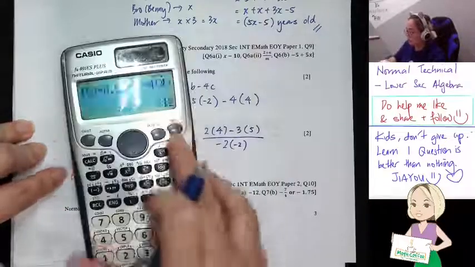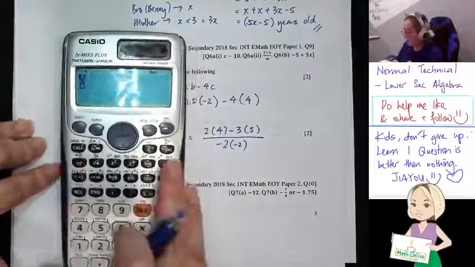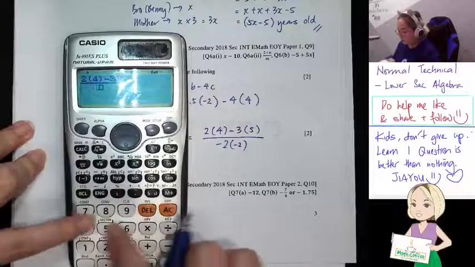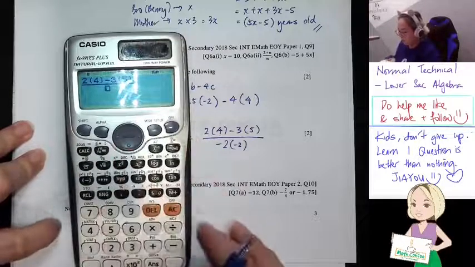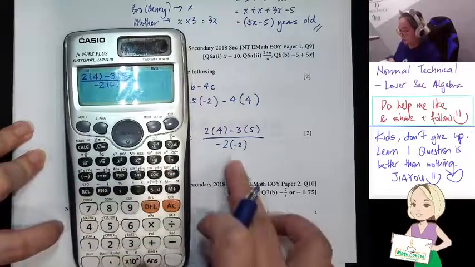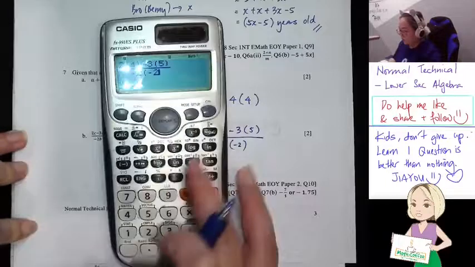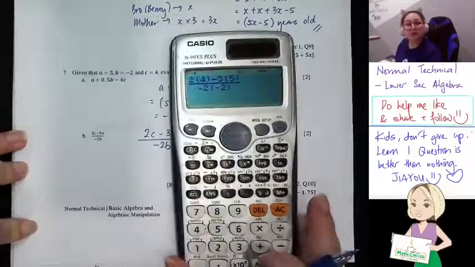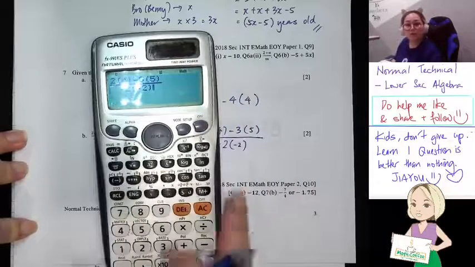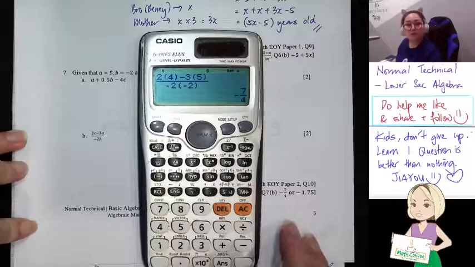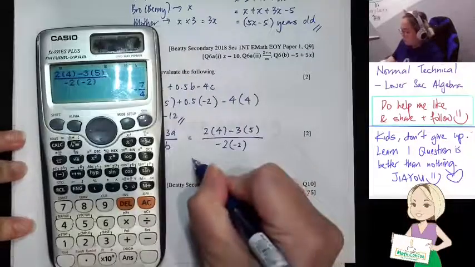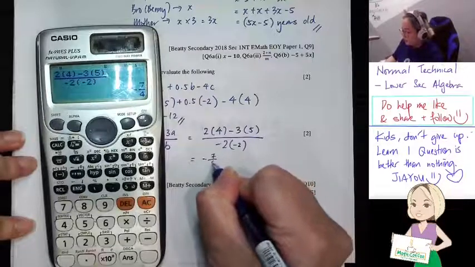So you got to key into the calculator. Fraction 2 open bracket 4 close it minus 3 open bracket 5 over negative 2 open bracket negative 2 because your B is negative 2 close it, key exactly the same. Then all you need to do is equal. Okay, so it's minus 7 over 4. So it's equals to minus 7 over 4.